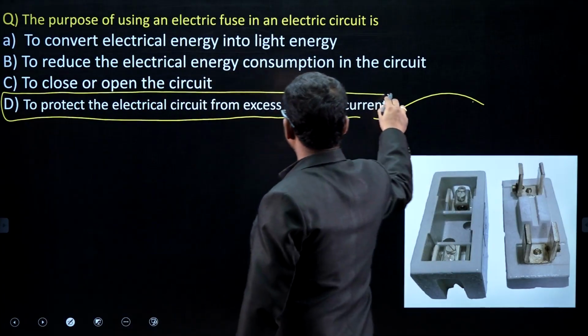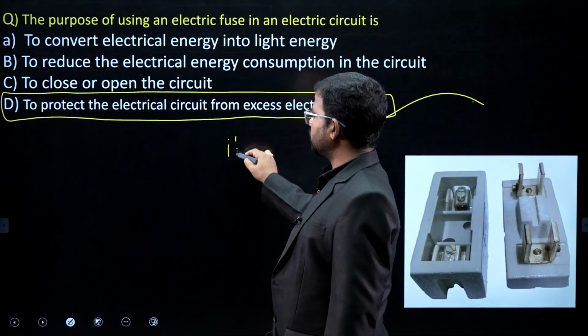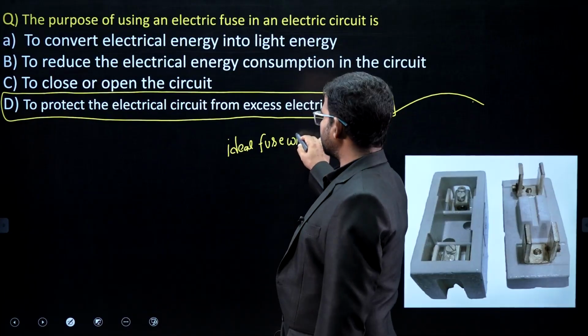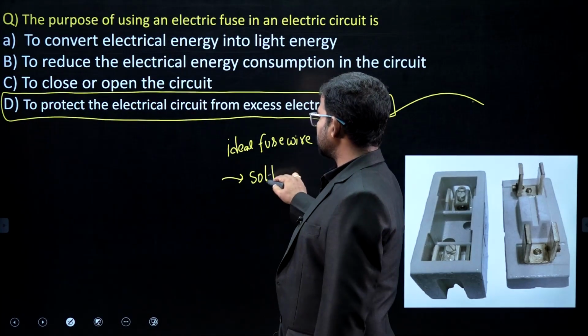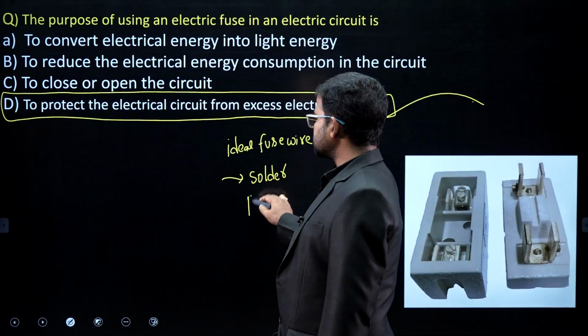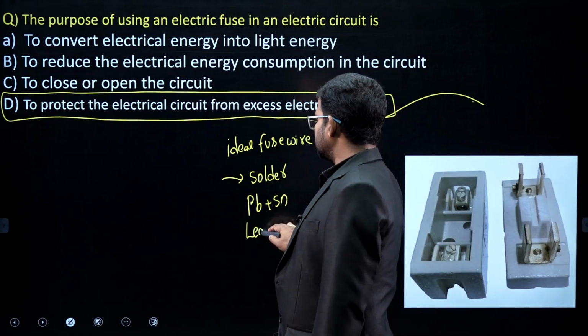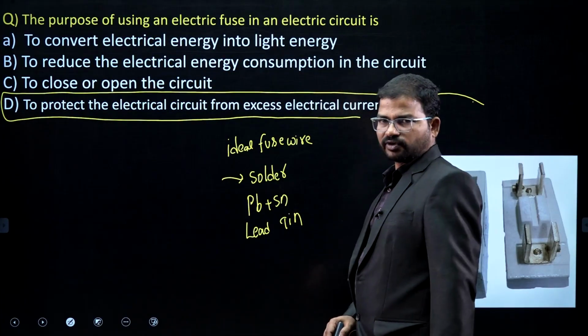Option D only. So what is used to make ideal fuse wire? Ideal fuse wire is actually made up of solder. Solder is one of the alloys, and it has lead plus tin. So lead, and this is tin. So what are the specifications of an ideal fuse wire?